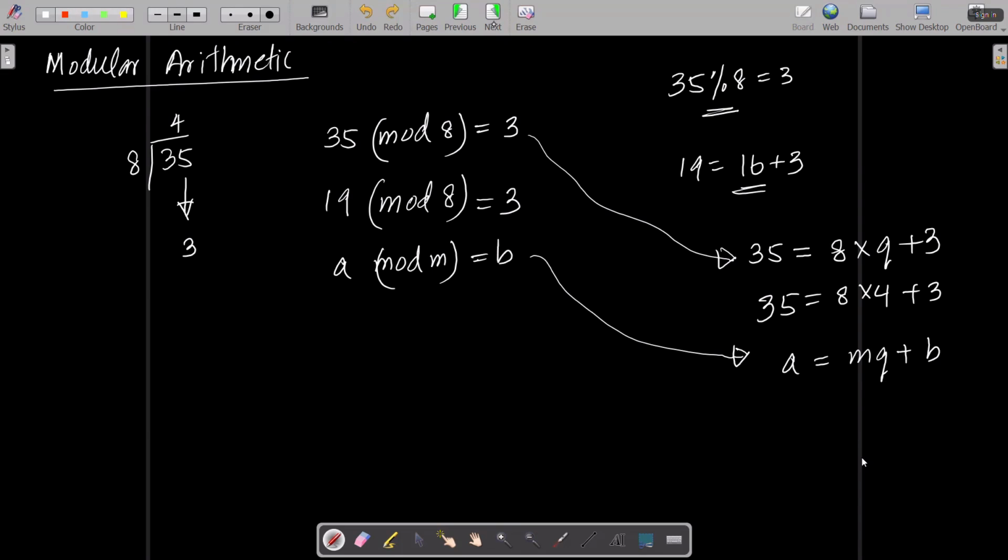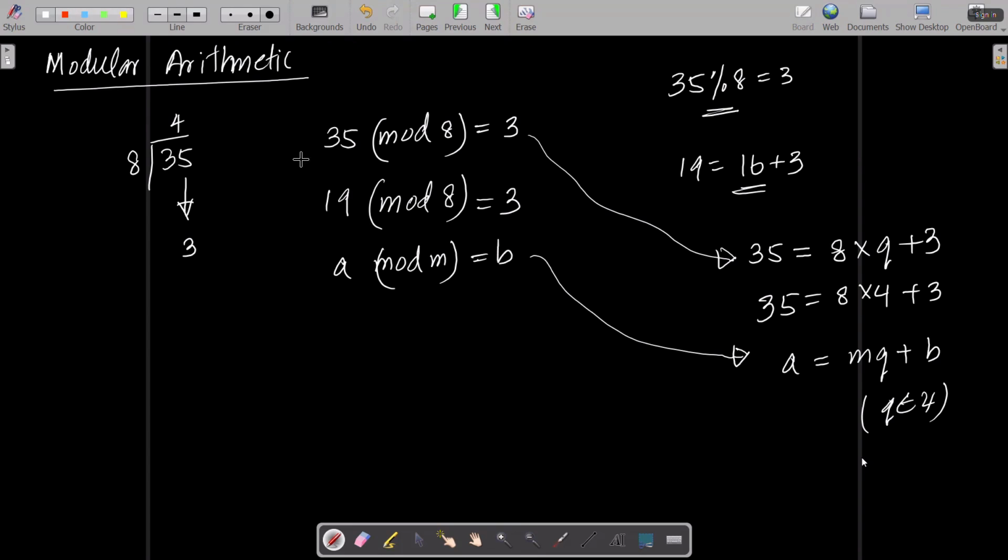Okay, yes or no? Is this correct? If A mod M equals B, is A equal to MQ plus B, where Q is an integer? Okay, yeah, this is correct. So you need to keep this in your mind.